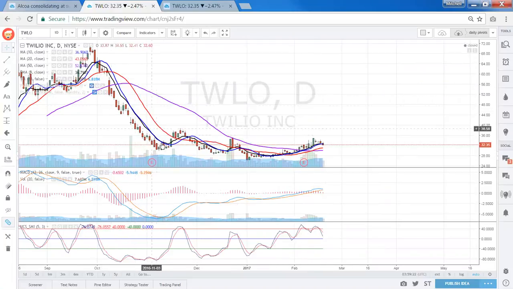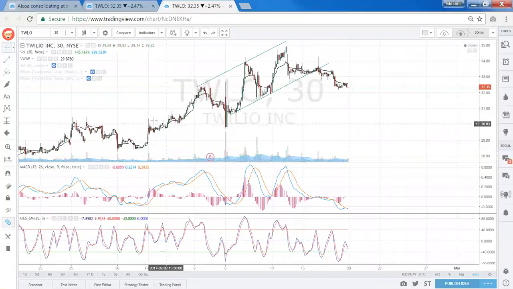So looking at the daily time frame here, Twilio was in a very strong downtrend for a while. You can see it consolidated for a little bit. It was still forming lower lows here, but now we have either what could be consolidation or a possible uptrend emerging. I decided to get in on the long side this week, going down to the 30 minutes time frame.